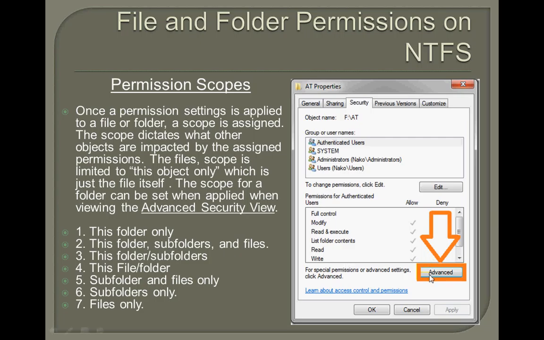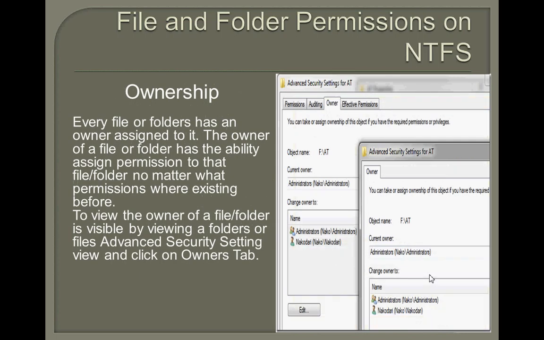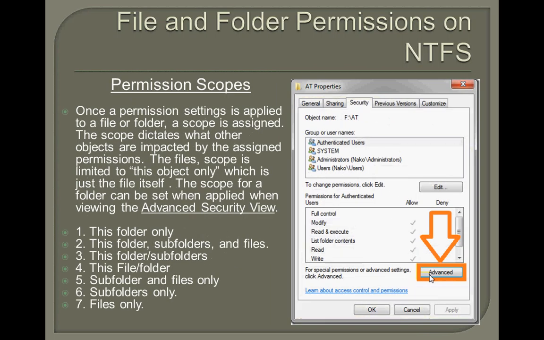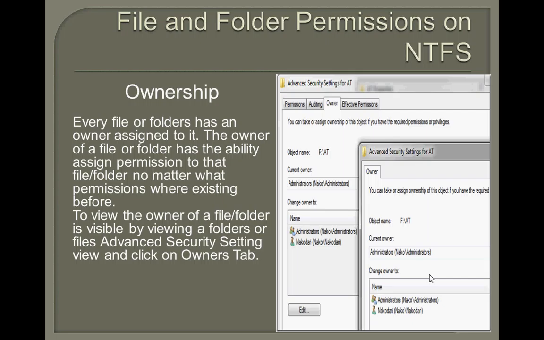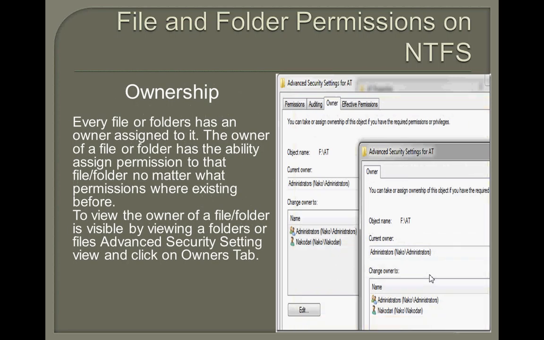Go right here to Advanced. For special permissions or advanced settings, click Advanced. And then right here we can go to permissions, auditing, owner, and effective permissions. So you just hit Advanced on the properties, as you can see right there, and then you go to the owner, or you can manipulate permissions, auditing, and effective permissions. This is the permissions right here. This is the owner.